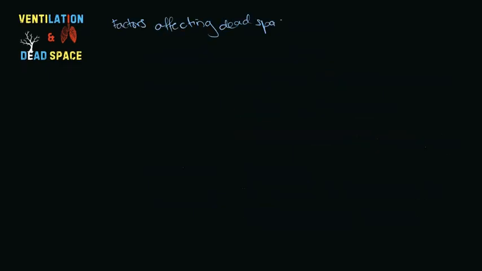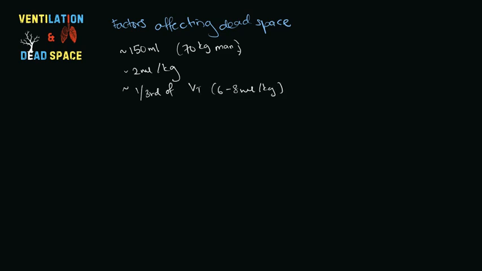Now let's talk about factors that increase or decrease dead space. But before that, a few key figures for us to be accustomed with. Normal dead space for a 70 kilogram man is about 150 mL, which is approximately 2 mL per kilo, which is also about 1/3 of tidal volume. If we take about 6 to 8 mL per kilogram body weight, dead space is 1/3 of that. There are 5 main factors affecting dead space. Number one, size of the patient. A bigger patient has bigger lungs, therefore they have a bigger anatomical dead space.